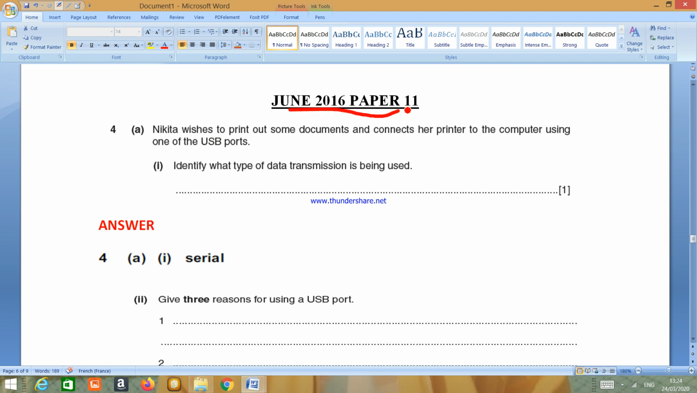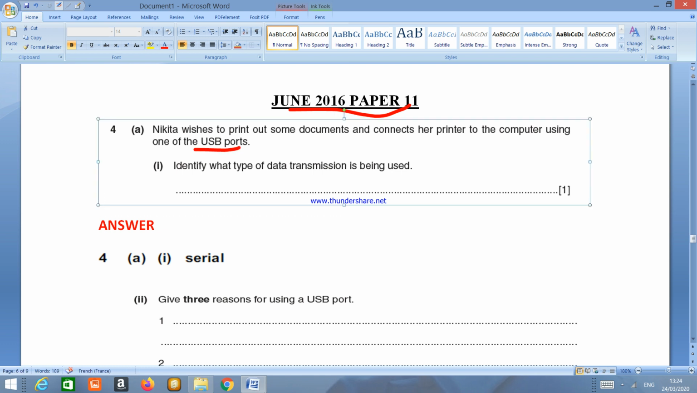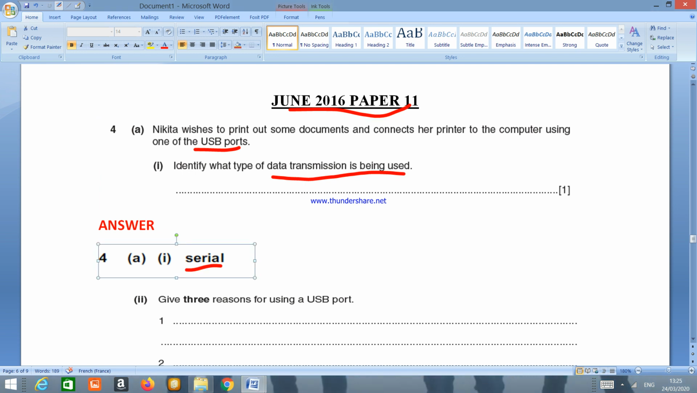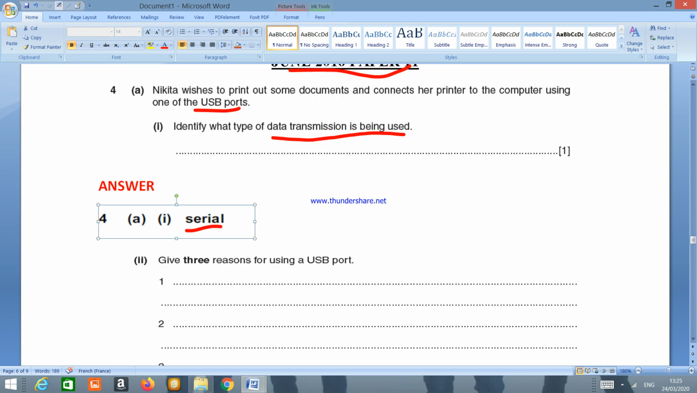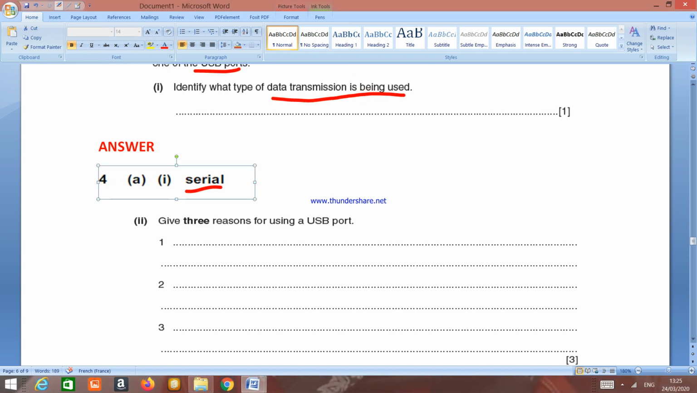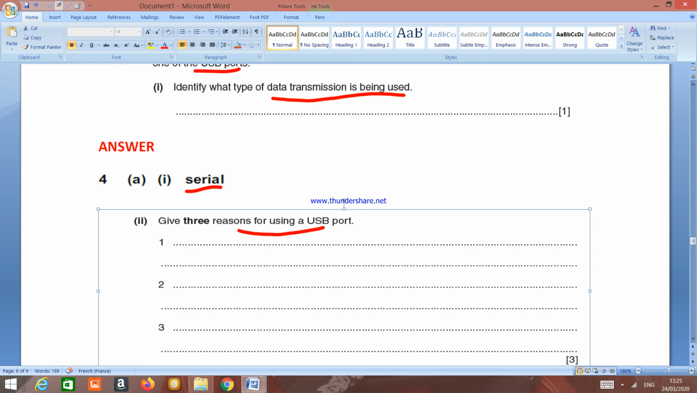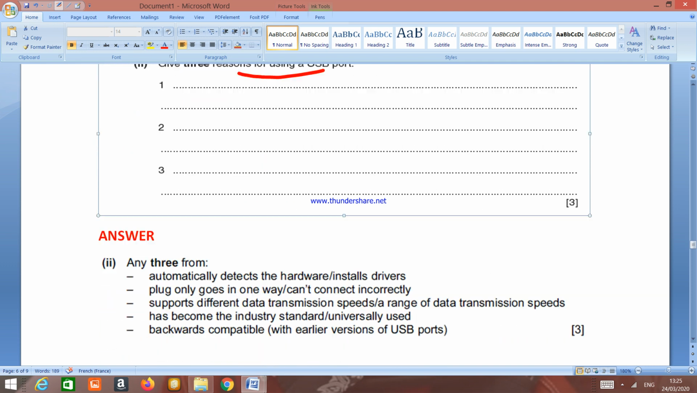June 2016, paper 1. Nikita wishes to print out some documents and connect her printer to the computer using one of the USB ports. Identify the type of transmission. It is a serial transmission, as we mentioned. Serial transmission means data is transmitted one after another and through long distances. Now, give three reasons for using a USB port.